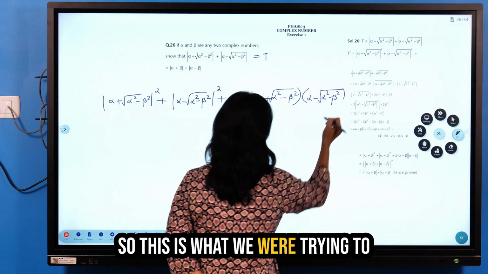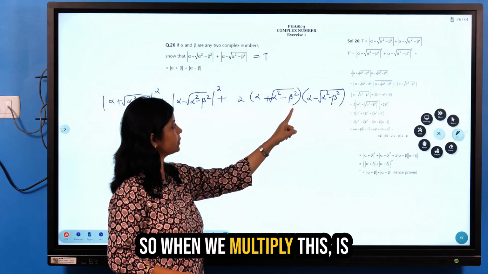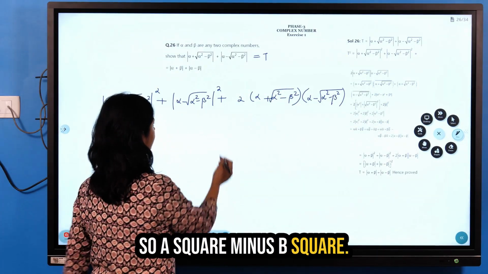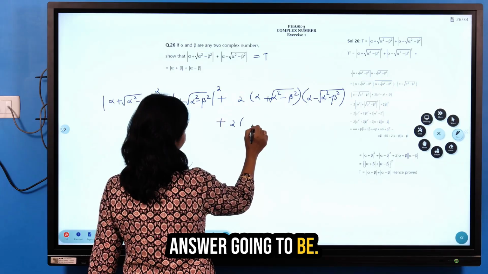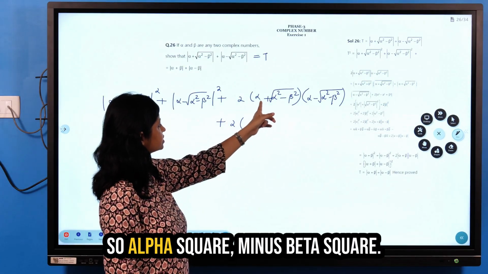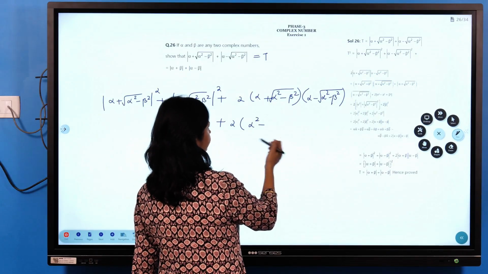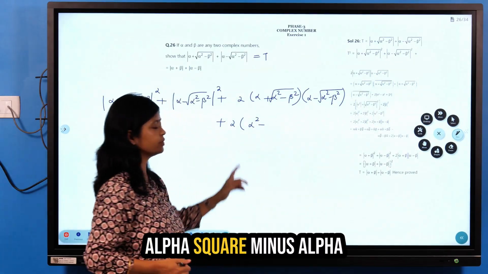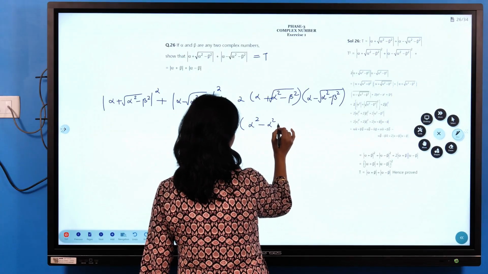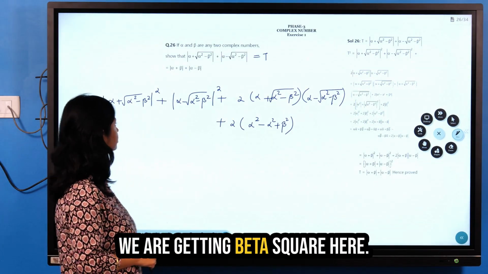So this is what we were trying to achieve right from the beginning. So when we multiply, this is again x plus y into x minus y. So a square minus b square. So we know what the answer is going to be. Alpha square minus square of this. So alpha square minus beta square. So alpha square minus alpha square plus beta square. Okay, so one part is solved. We are getting beta square.